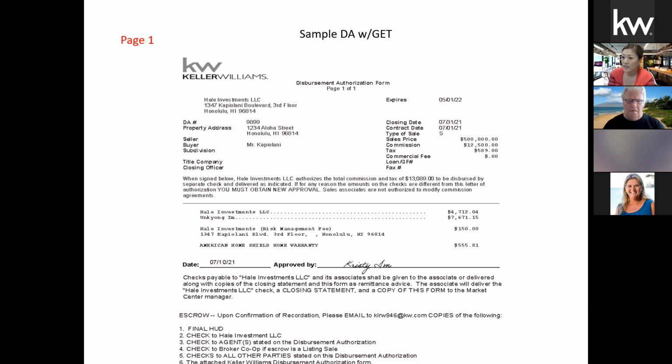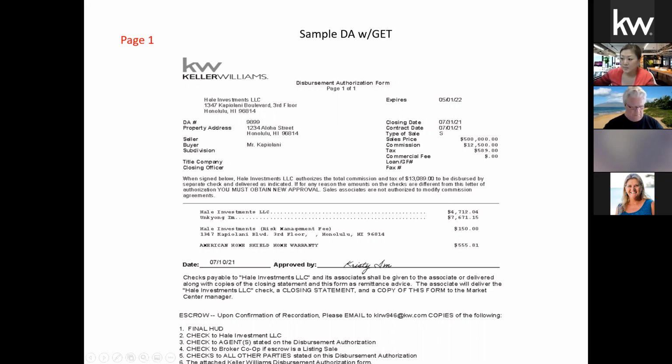Now that $589 is calculated by, this is a transaction in Honolulu, you're going to take 12,500 and multiply that by 4.712%. And that will equal the 589, your tax. So the first page just shows you the total GET received for this particular transaction. And again, same as the previous sample DA, the breakdown of what checks are cut.